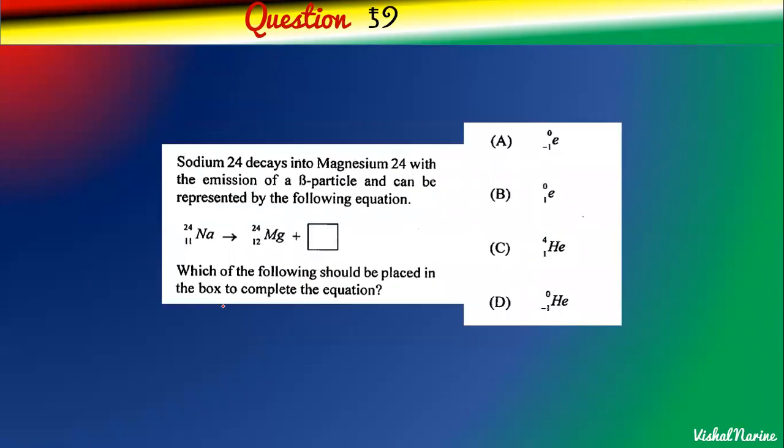All right, so we move on to question 59. A repeat again of the last paper that we worked. Here we see the mass numbers remain the same. And we see here the number decreased by 1. So minus 1. And this is basically an electron, which is E.